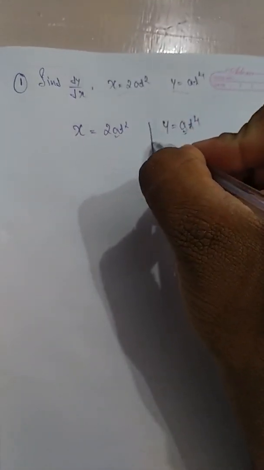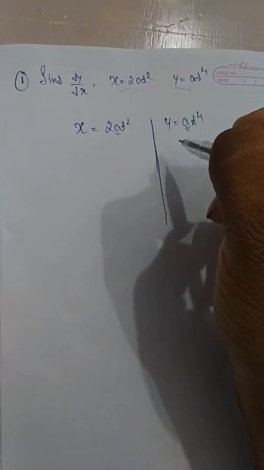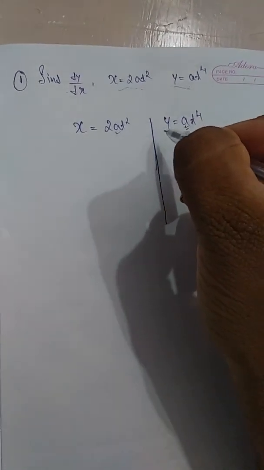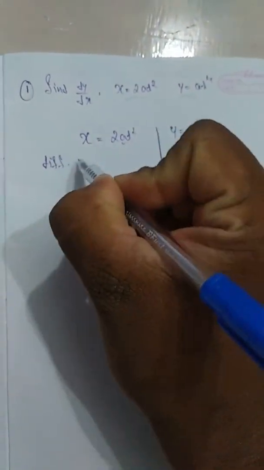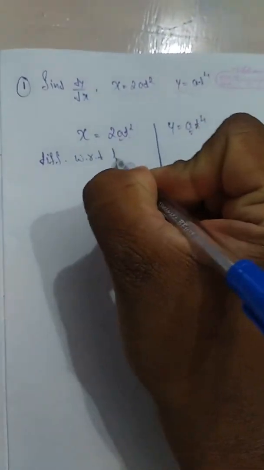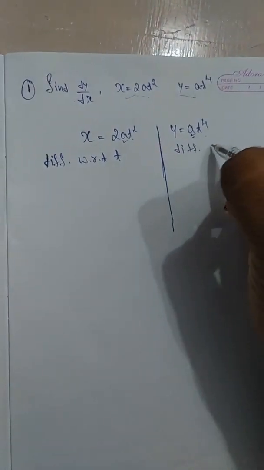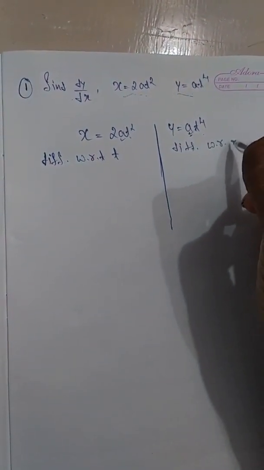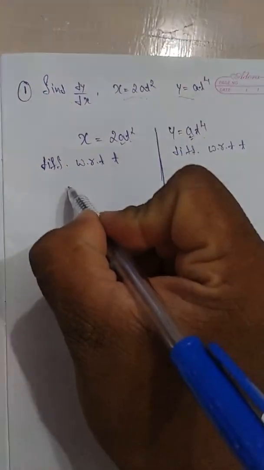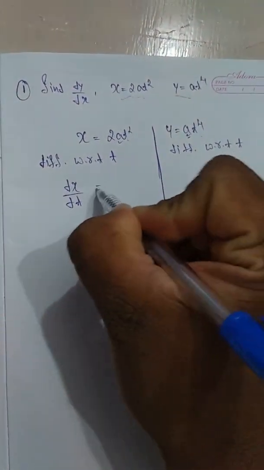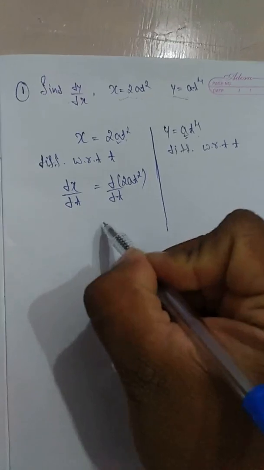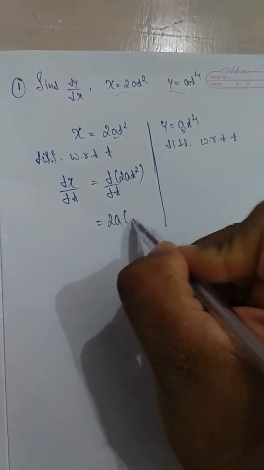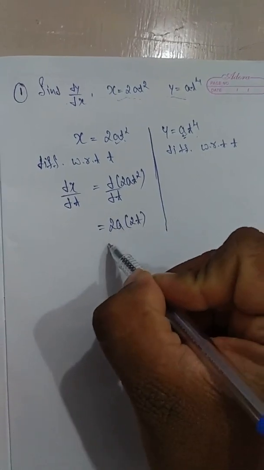Now in parametric differentiation, as we already discussed, you want to differentiate the functions separately with respect to the parameter. The given parameter is t here. So differentiate with respect to t separately. Now dx by dt is equal to the differentiation of 2at square. 2a is a constant. What is the differentiation of t square? 2t. So 2 into 2, 4at.